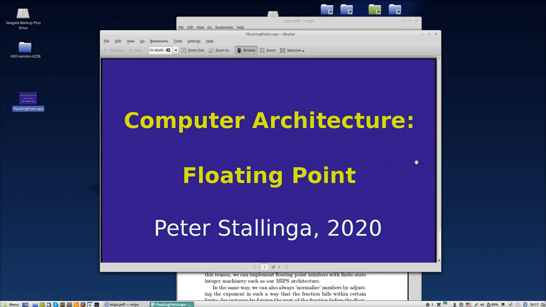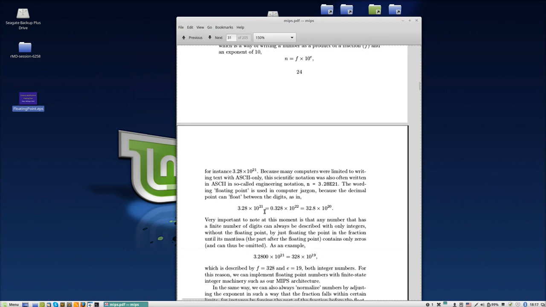Computer architecture, floating point. Let's continue where we left off in the last lecture. We said that we could represent the number in scientific notation, 3.28 times 10 to the power 21. Then we can float this point, that's why it's called floating point, to within what we call the fraction, and then we simultaneously adjust the exponent.